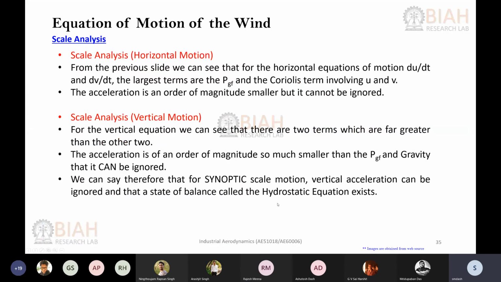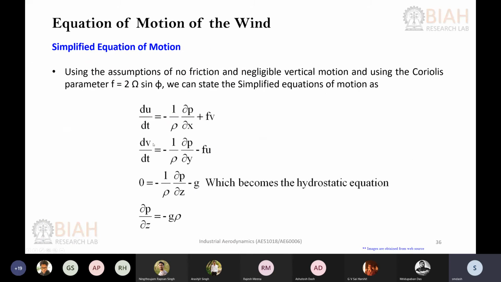If you neglect that term, then your equation is simplified. After you perform the order of magnitude analysis, these are the significant terms which are left out. Here f is your Coriolis parameter, which is 2 omega sine phi, and du by dt is your acceleration term. This is your pressure gradient along x and y direction, and here we can simply neglect the acceleration term along the vertical direction. dw by dt is 0, and you're left with this.